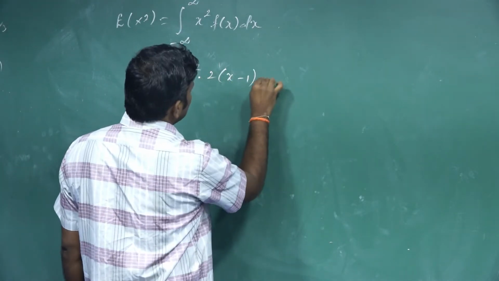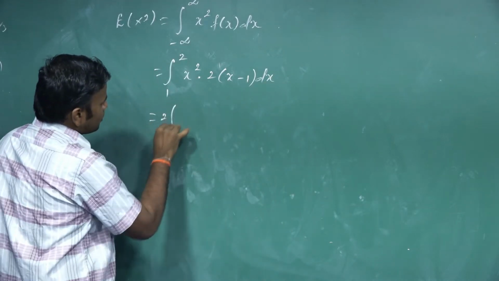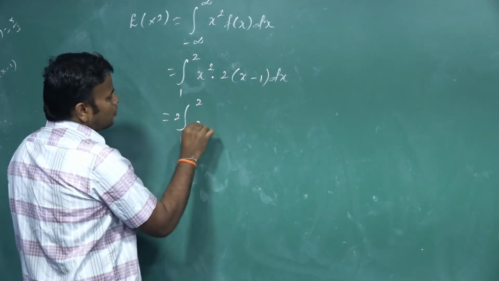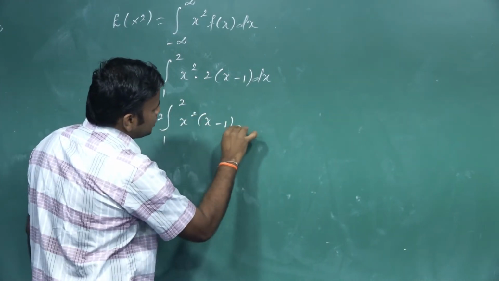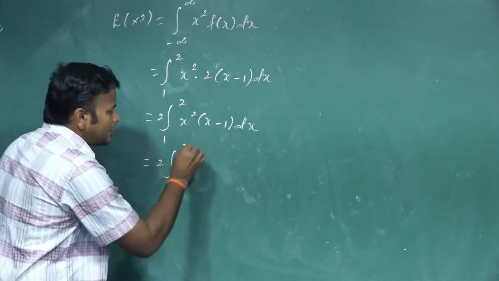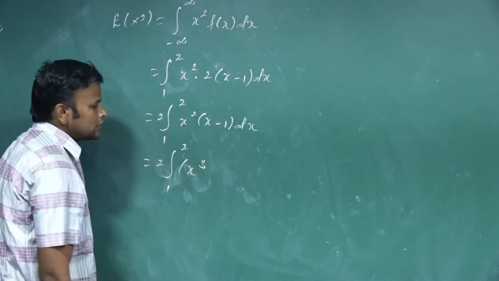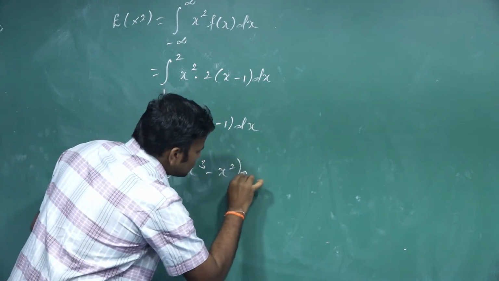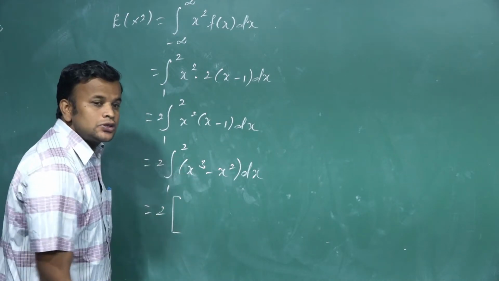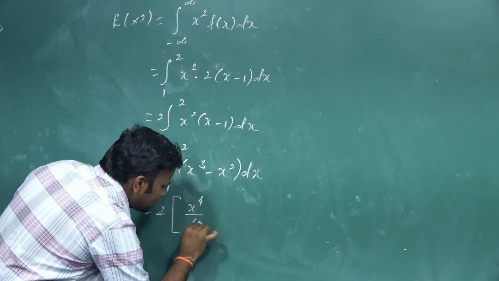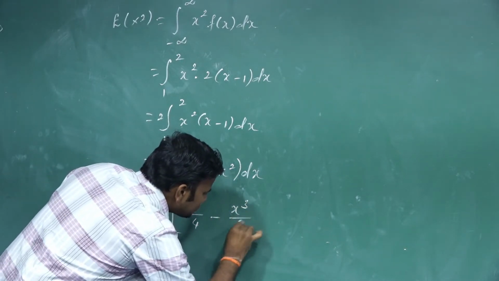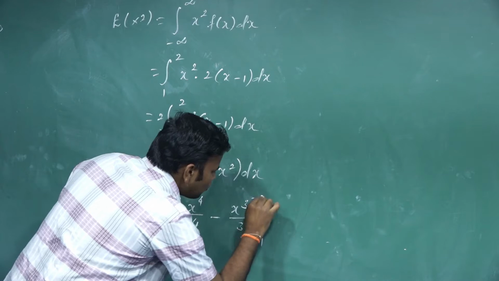2 of x minus 1 into dx. First of all, I will take 2 outside. What is remaining is x square times x minus 1 into dx. 2 times the integral 1 to 2, multiply x square inside: x square into x is x cube, minus x square, into dx. So integrating x cube is x power 4 by 4, minus integrating x square is x cube by 3, with the limit 1 to 2.